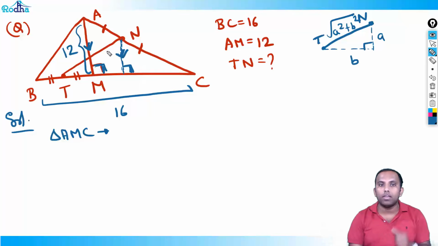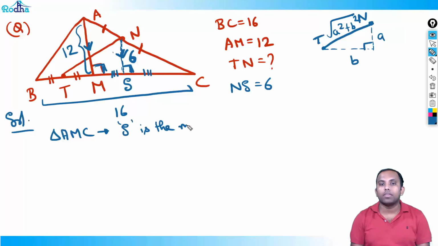If these two are parallel, what will happen? What is the midpoint theorem? If this is 12, this will be 6. This NS, mark it S. So this NS will be equal to 6, as well as S will be the midpoint of MC, right? S is the midpoint of MC.